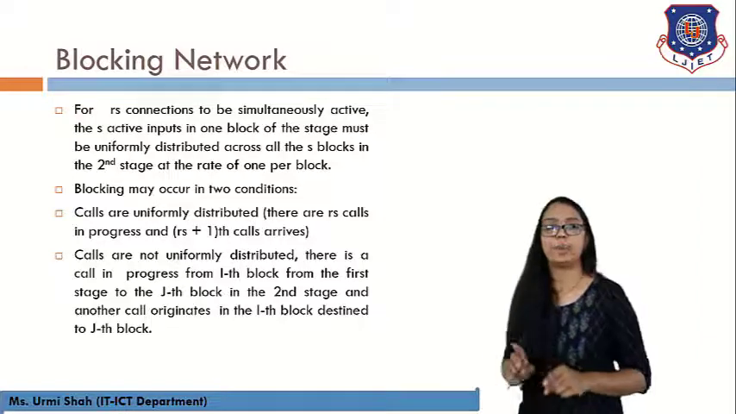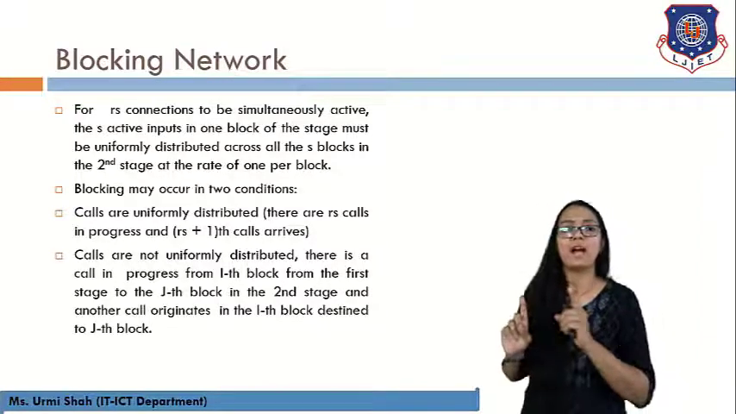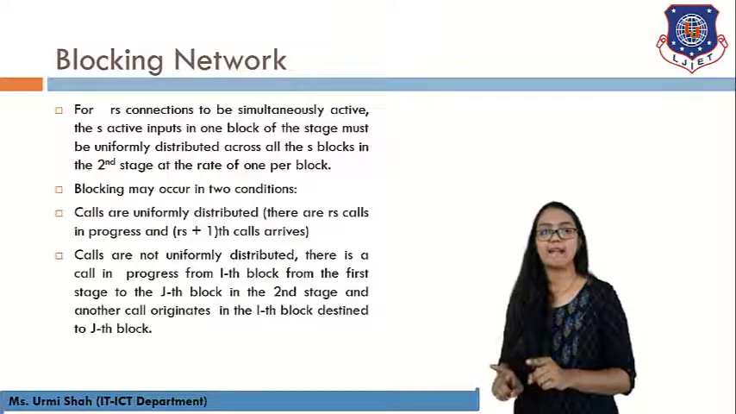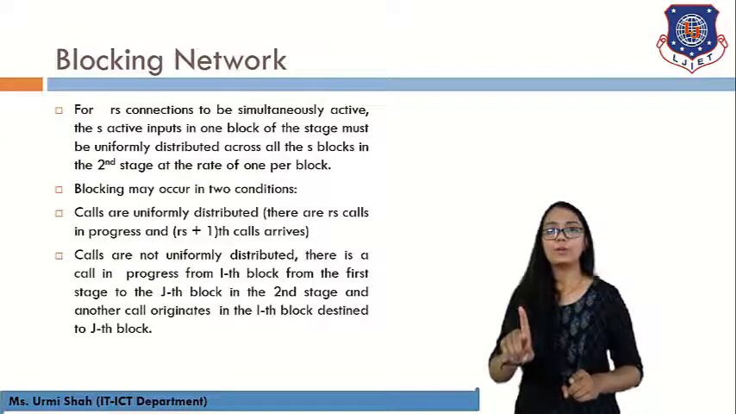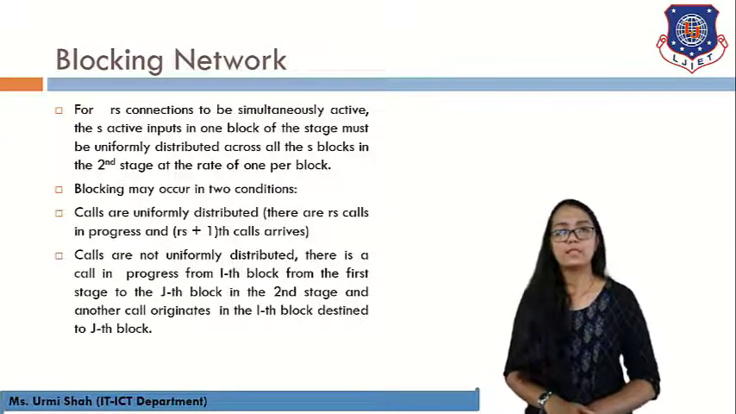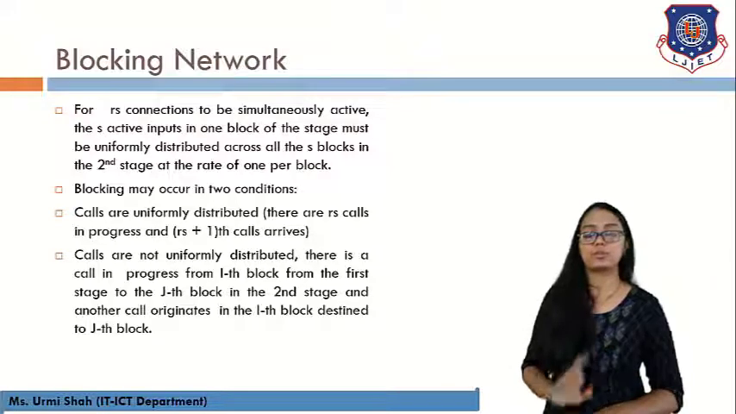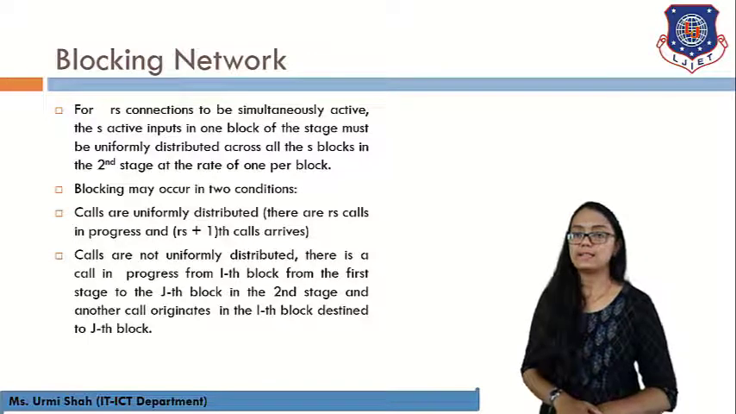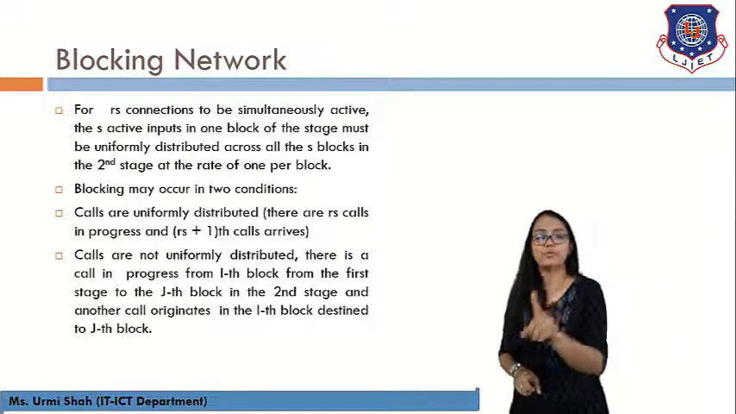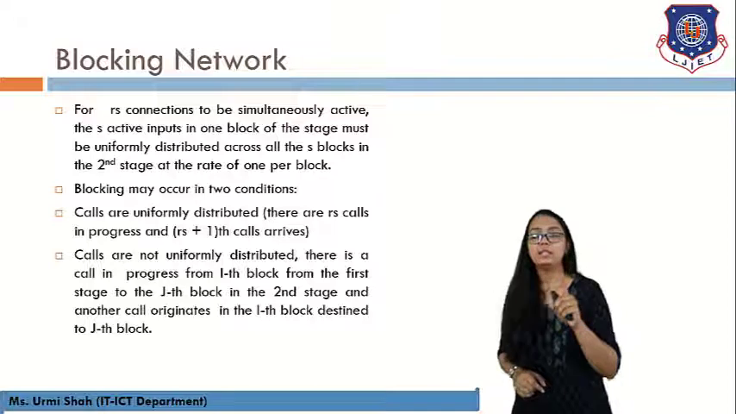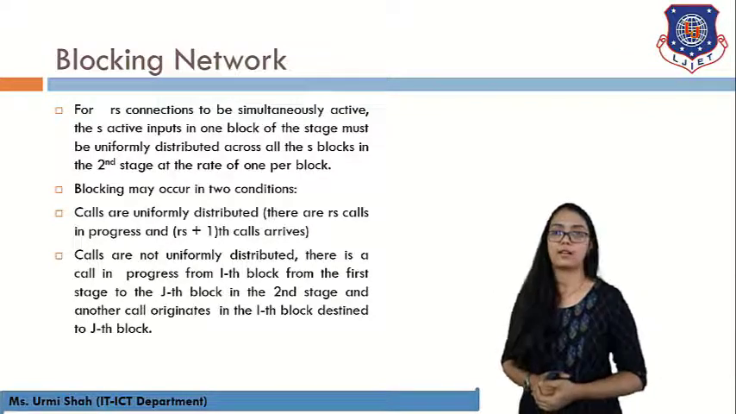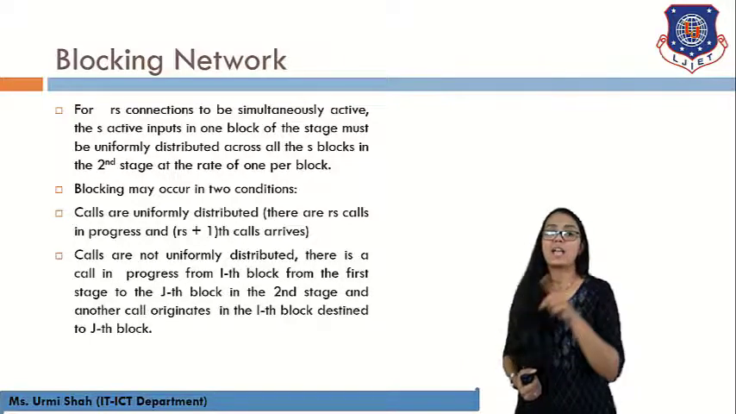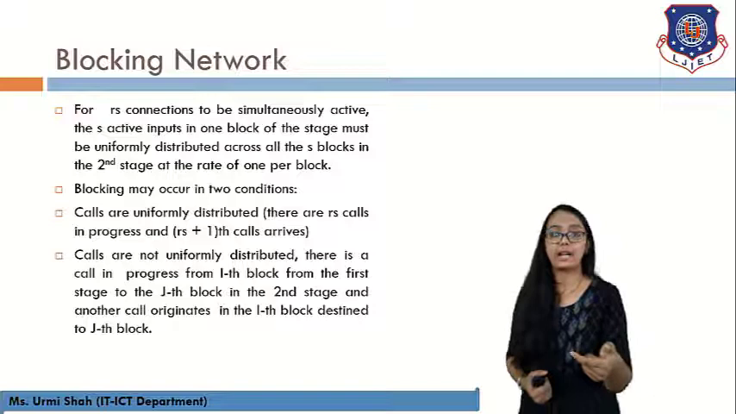What is basically a blocking network? For R into S connections to be simultaneously active, the S active inputs in one block of the first stage must be uniformly distributed across all the S blocks in the second stage at the rate of 1 per block. Blocking may occur in two conditions. First, calls are uniformly distributed, there are RS calls in progress and the RS plus 1th call will arrive.